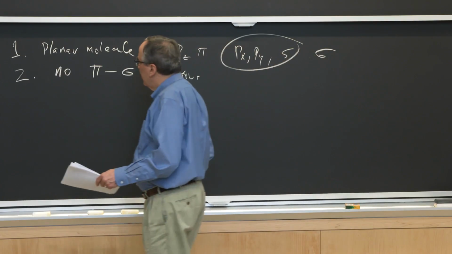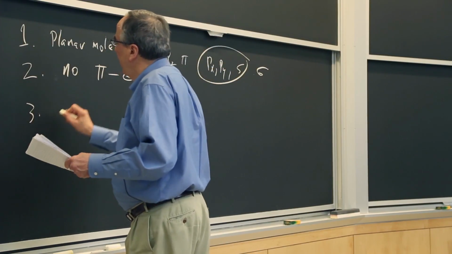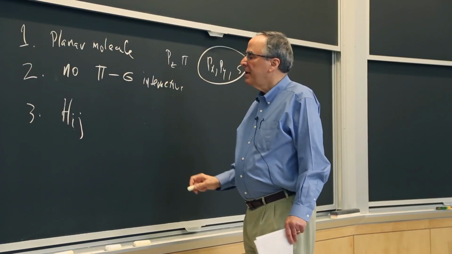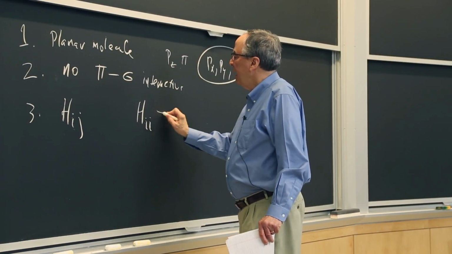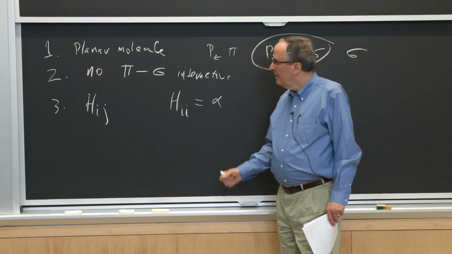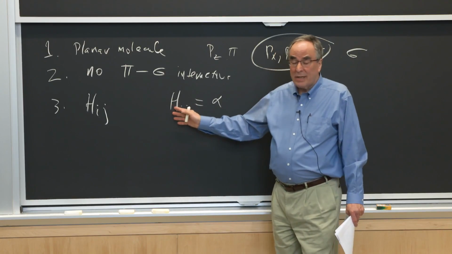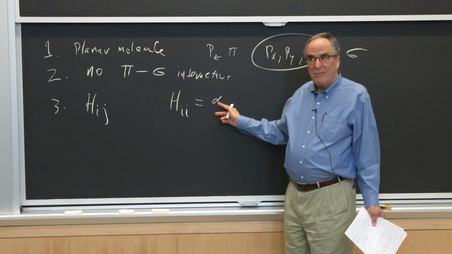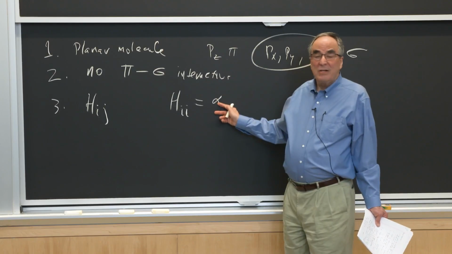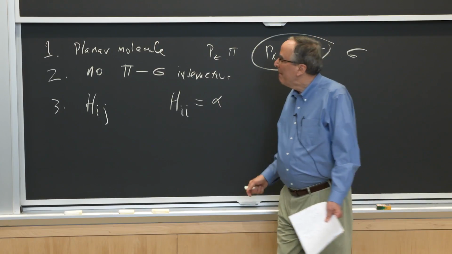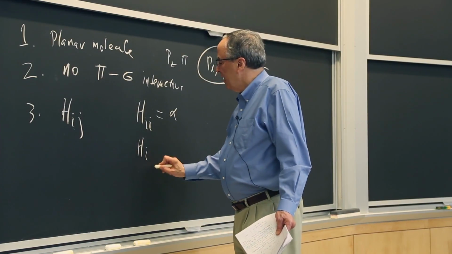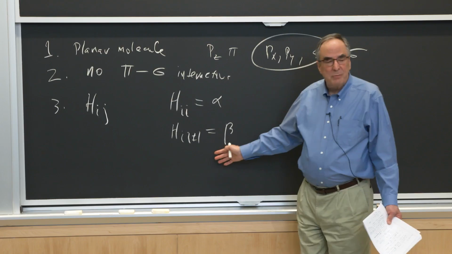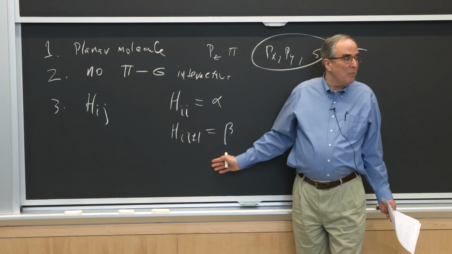Okay. So our Hij matrix, we have a bunch of matrix elements. And we say, okay, Hii is equal to alpha. So every carbon atom has its alpha value. It's the same for all carbon atoms, regardless of who's nearby. And we have Hi, i plus or minus 1, adjacent atoms, and it's beta. That's it. That's the whole ballgame.